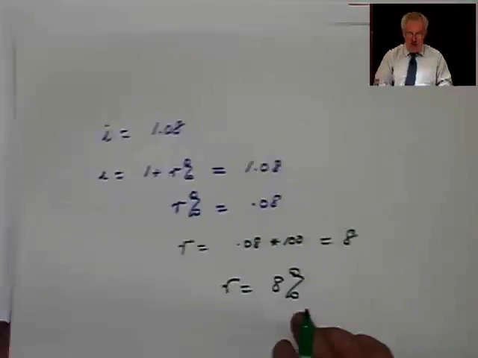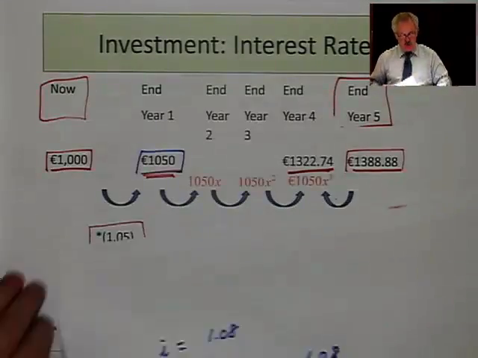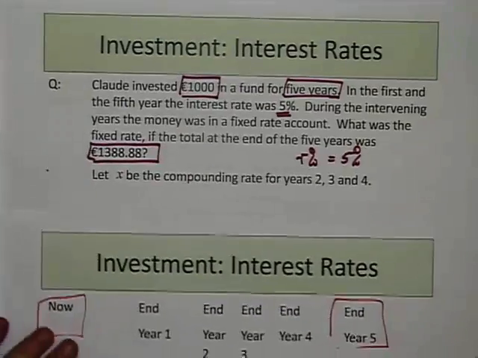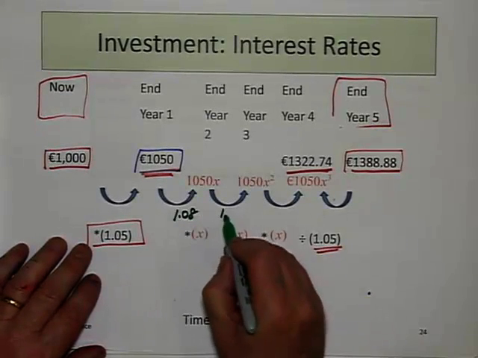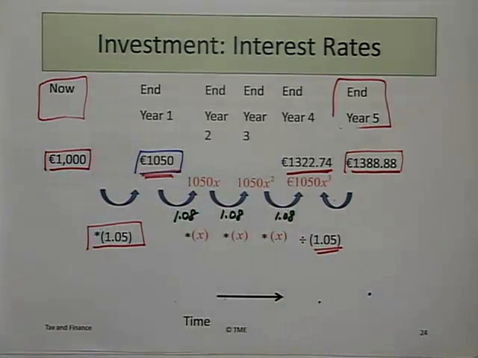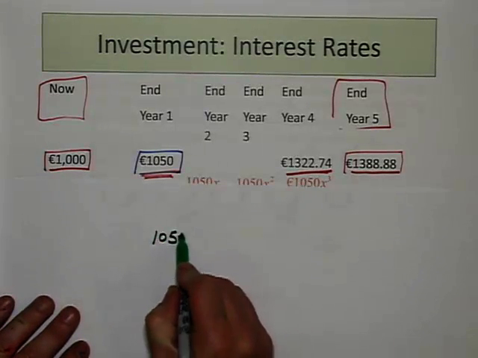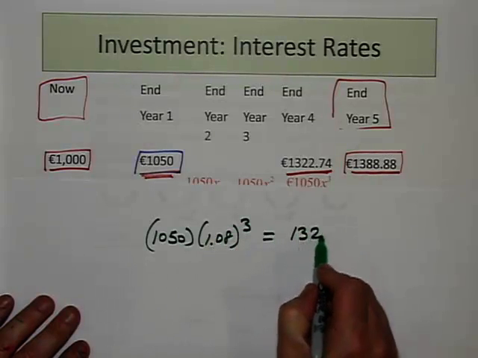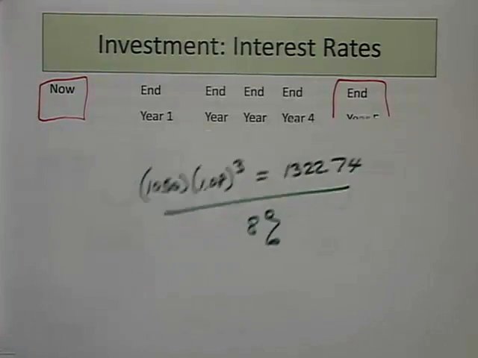So what we actually found out is that if you take Claudine's particular investment, and we look back on it, in this period here, as she was moving between 5% and 5%, if we were to take 1.08 and work it through, we'd find that that's exactly what happened. So 1050 here times 1.08 cubed will give us 1322.74. So 8% was what she was earning.